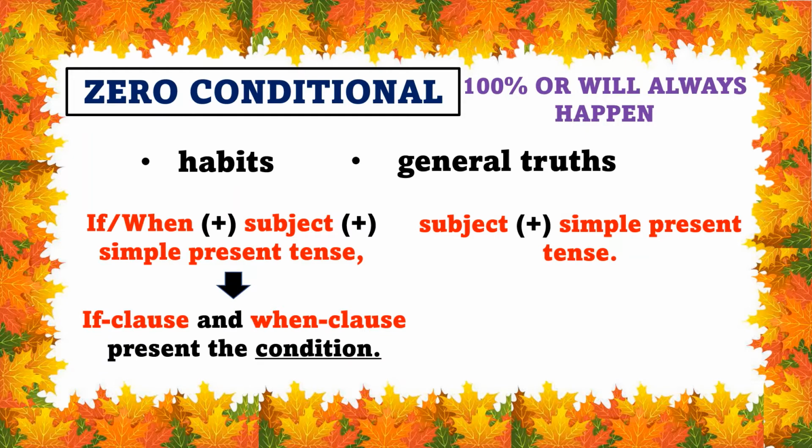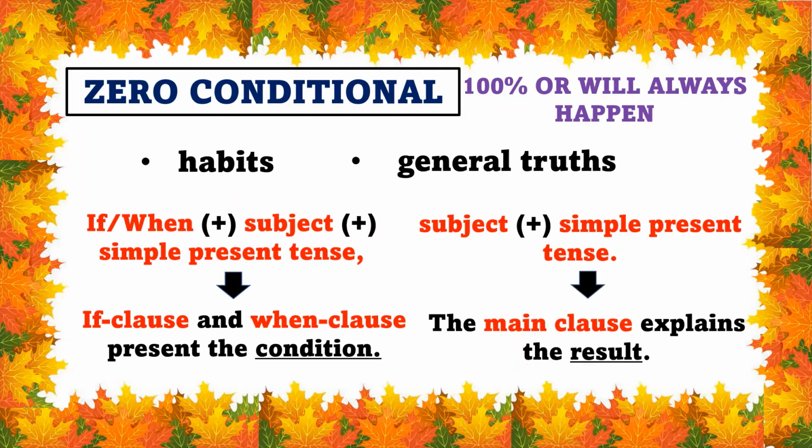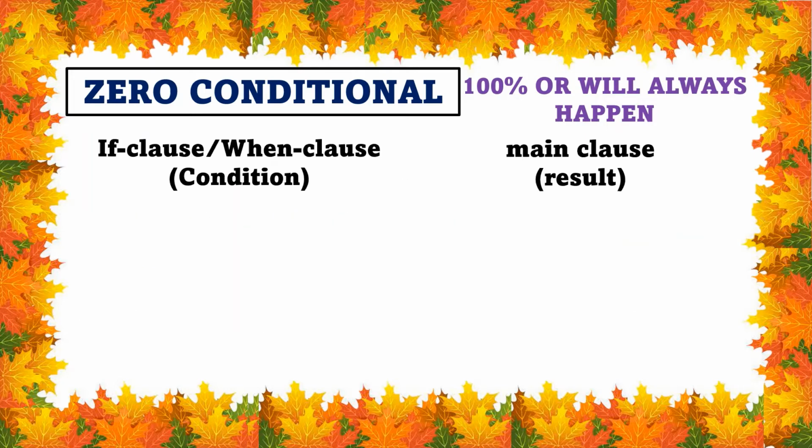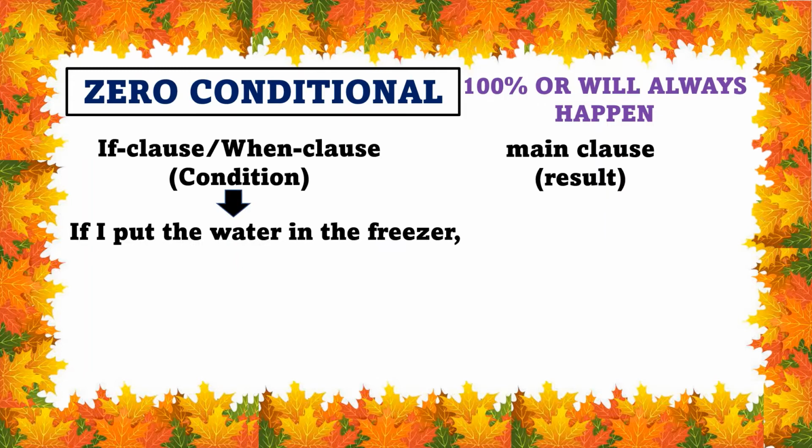This one is called the if clause or when clause. The if clause and when clause present the condition. And this clause is the main clause. The main clause explains the result. For example, if I put the water in the freezer, it turns into ice. This clause is the example of the if clause. This is the condition. And this clause is the main clause. And this is the result of the condition.